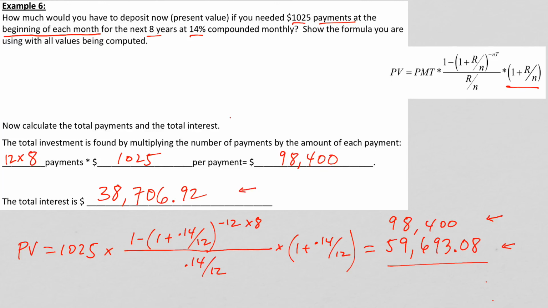And just a little note, all loans are ordinary annuities unless otherwise specified. So you would never have a loan that's an annuity due unless it's specified to be so. So you could calculate a mortgage, a car loan, or anything else by using the ordinary annuity formula.